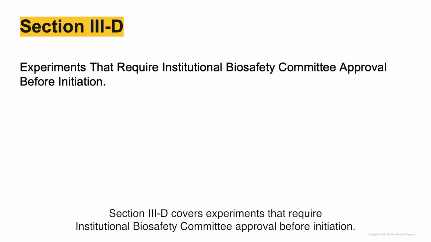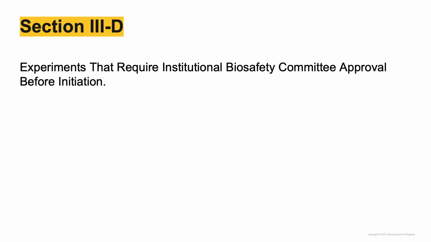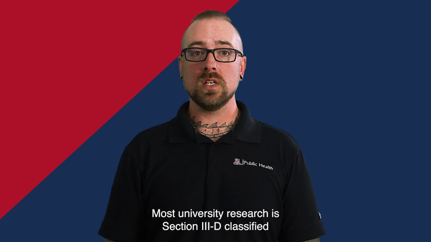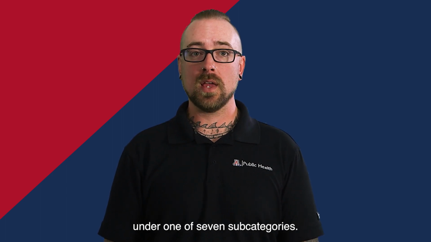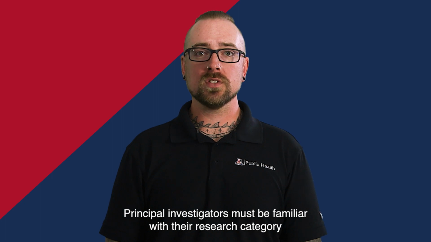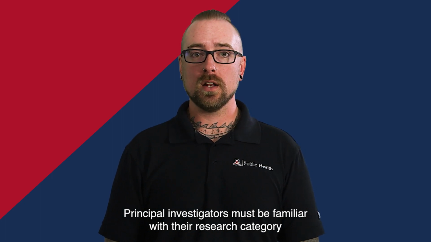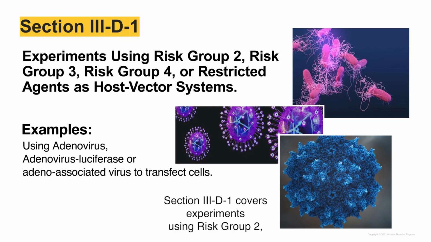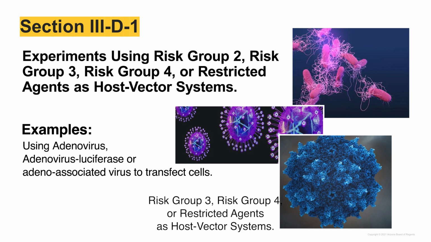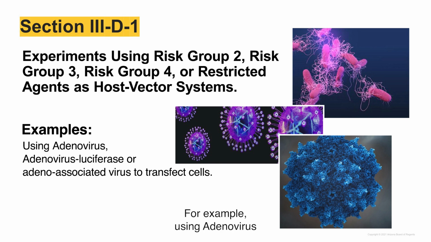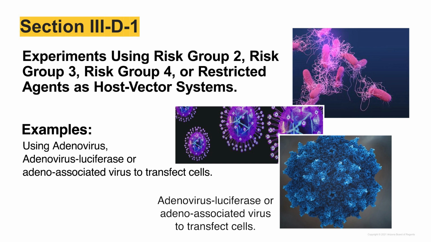Section 3D covers experiments that require Institutional Biosafety Committee approval before initiation. Most university research is Section 3D classified under one of 7 subcategories. Principal investigators must be familiar with their research category for compliance. Section 3D1 covers experiments using Risk Group 2, Risk Group 3, Risk Group 4, or restricted agents as host vector systems, for example, using adenovirus, adenovirus luciferase, or adeno-associated virus to transfect cells.